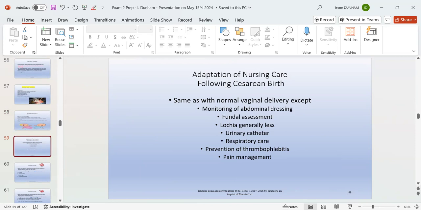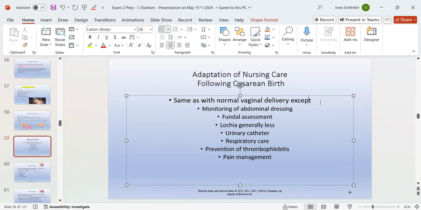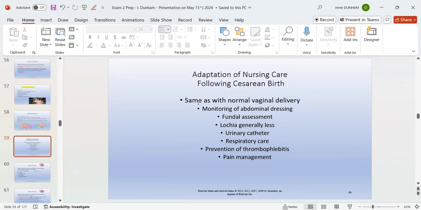What's your nursing care following a cesarean birth? Okay, so following a cesarean, your nursing care would be the same as a normal vaginal delivery, but you're going to add the following. You do monitoring of the abdominal dressing, because don't forget, she's going to have a scar on her tummy. And so we put a big pressure dressing on it.